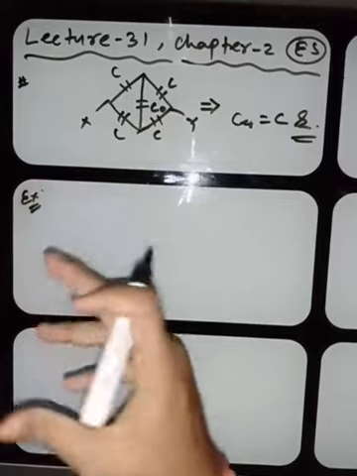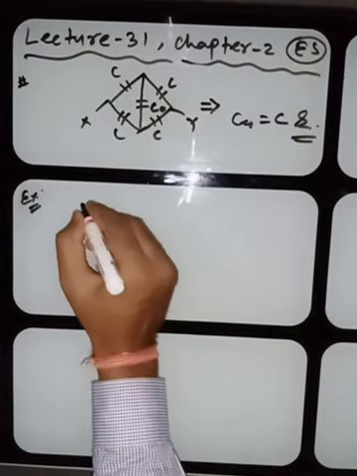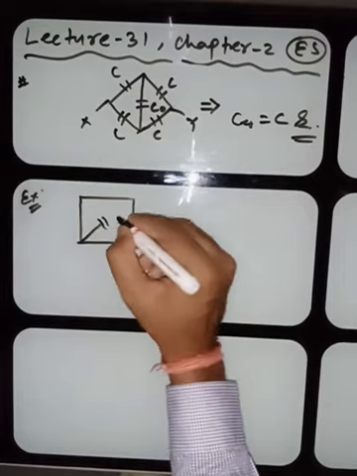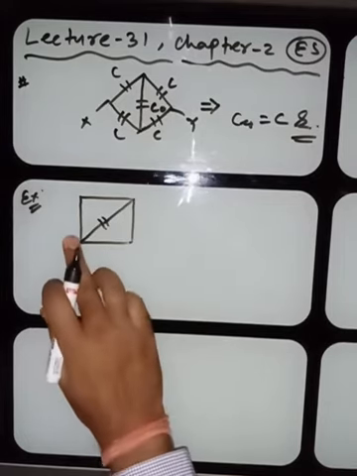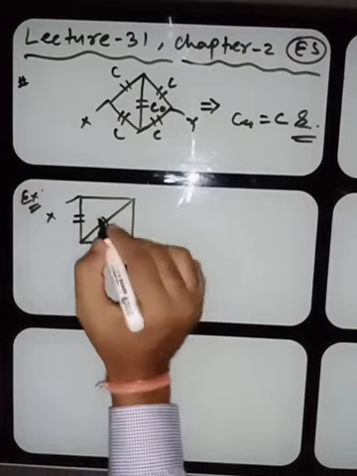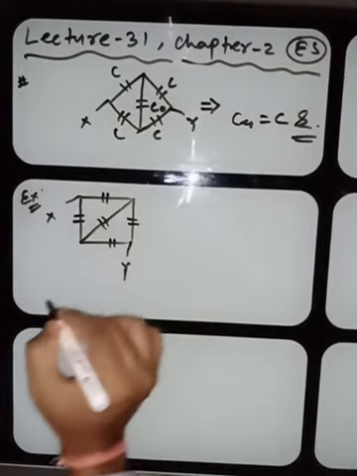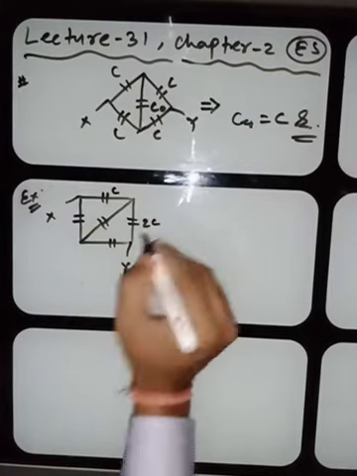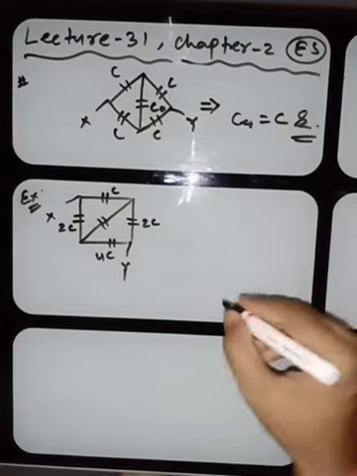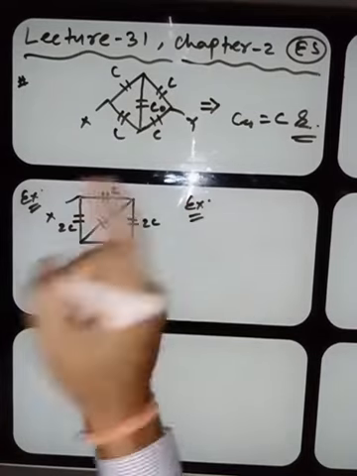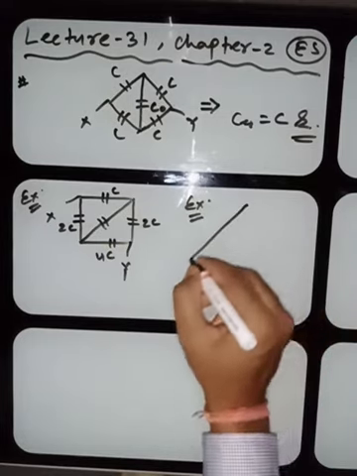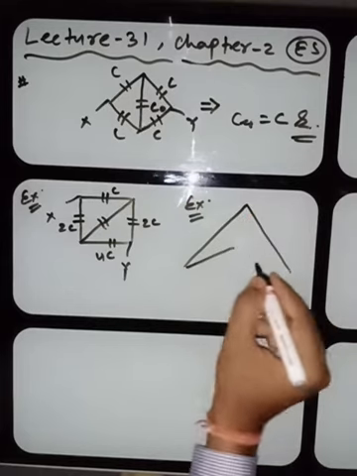Now another example. Here I am showing you a few Wheatstone bridges. You have to tell me whether this is a balanced Wheatstone bridge or not. Here I'm taking the points X and Y. This is C, 2C, 2C, 4C. Is this a balanced Wheatstone bridge? Now the next example. Kindly find out whether this is a balanced Wheatstone bridge. The next one. Finally, I will tell you the answer.